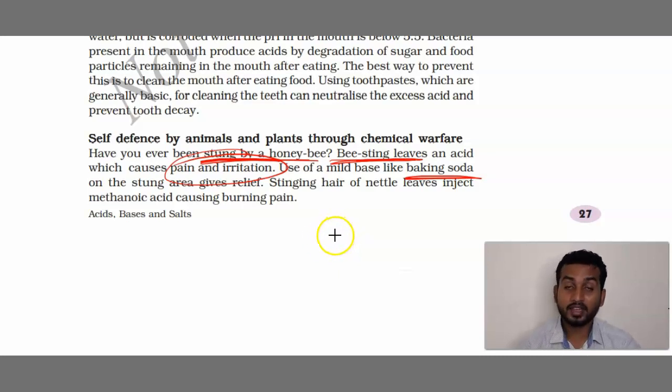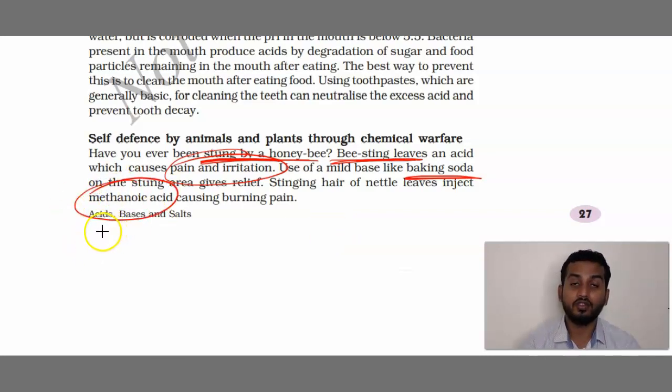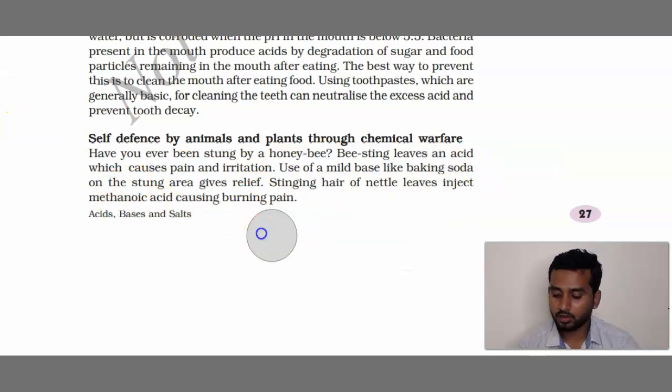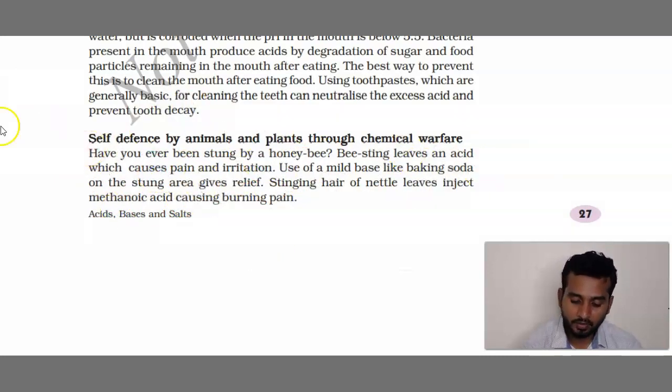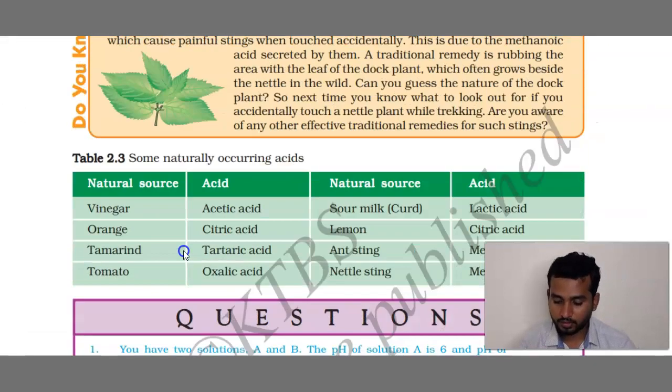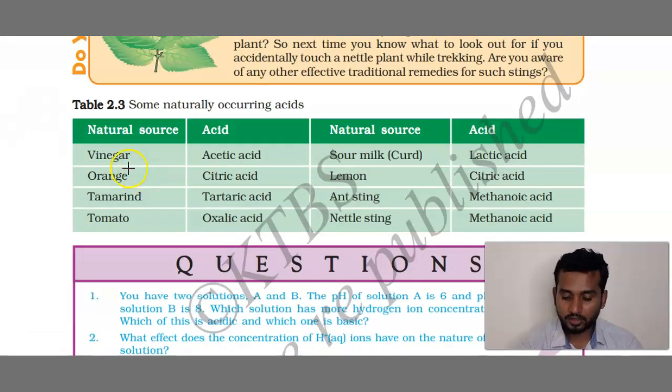Understood? So which acid is present in that? In a bee sting, methanoic acid. This is a very important question. Bee sting, which acid is produced? It produces methanoic acid. To remove this acid, what should we do? We have to use baking soda. That is a mild base. Got it? So that is the remedy for that. Done? Okay.